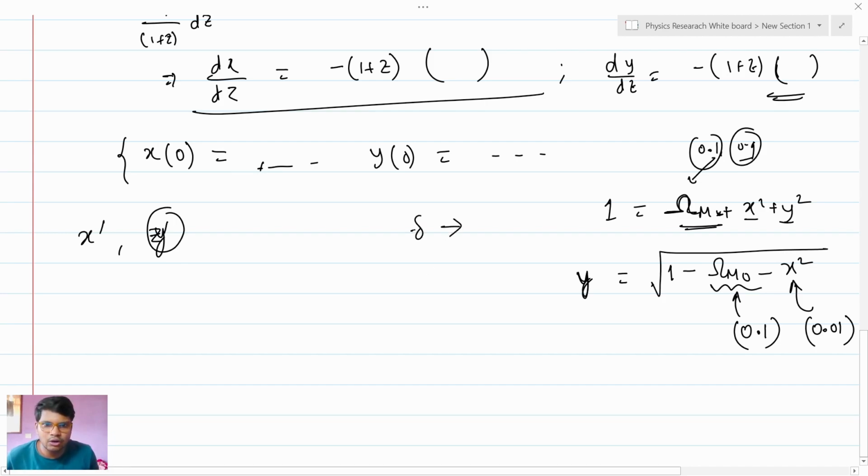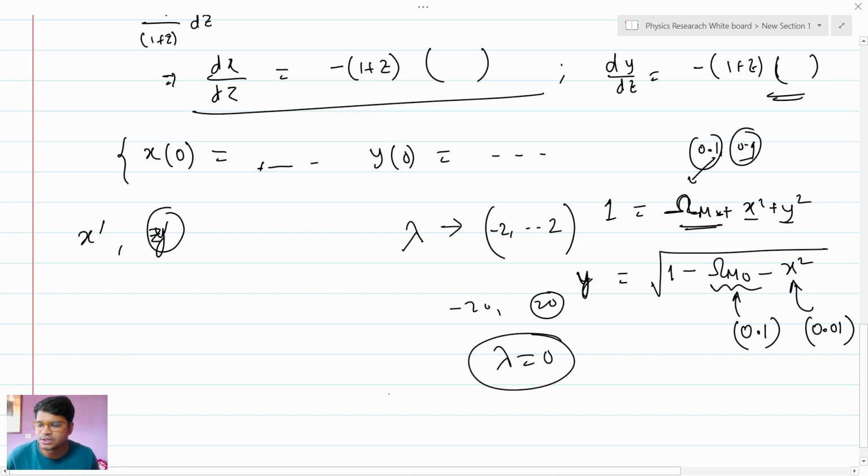Another problem is lambda, which is the potential parameter. So lambda will also vary, correct? Lambda can range from, let us say, minus 2 to 2 or minus 20 to 20. But the problem is that if lambda is equal to 0, then you have a constant potential. And if you have a constant potential, it will be considered a lambda CDM type of model, because you again have a constant lambda, and we don't want it.